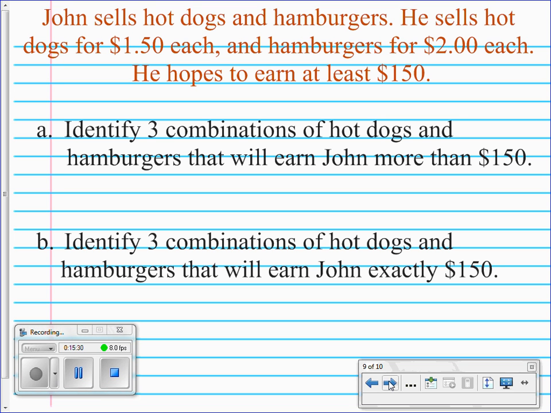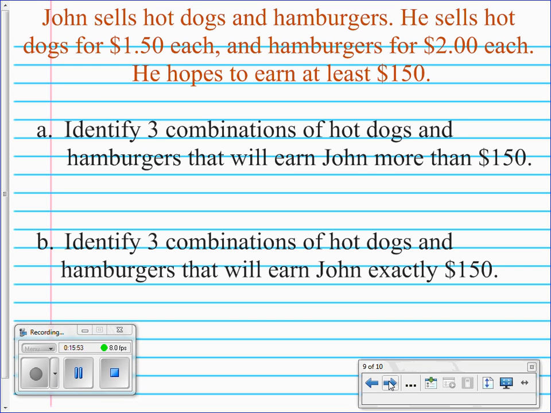All right, now we have a word problem. John sells hot dogs and hamburgers. He sells hot dogs for $1.50 each and hamburgers for $2 each. He hopes to earn at least $150. Identify 3 combinations of hot dogs and hamburgers that will earn John more than $150.